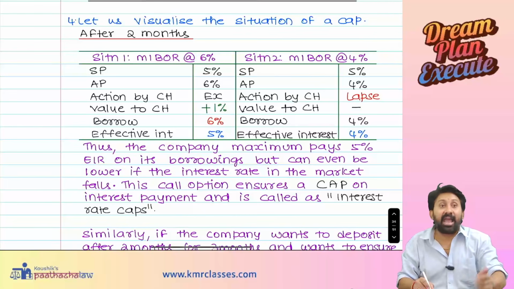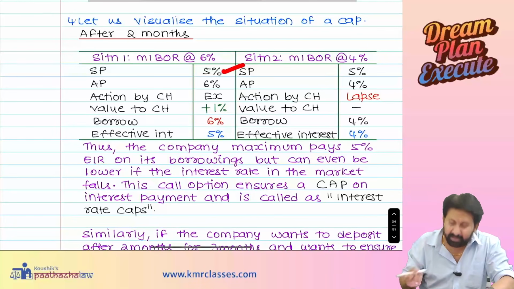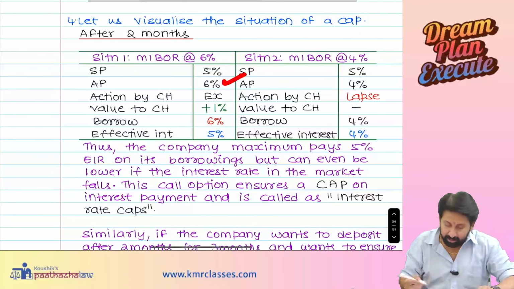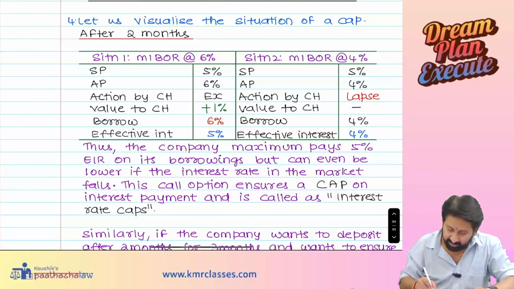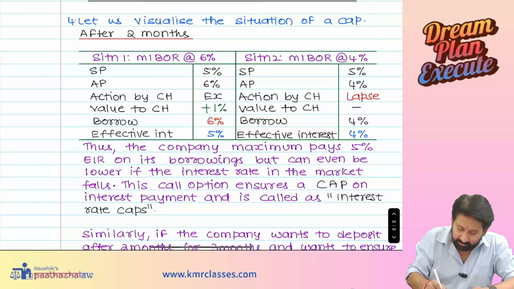MIBAR is 6%, actual price is 6. SP, we locked ourselves at 5. AP became 6. SP less than AP, call holder will exercise. Call holder will exercise. The cap. Cap means, I'm writing here.